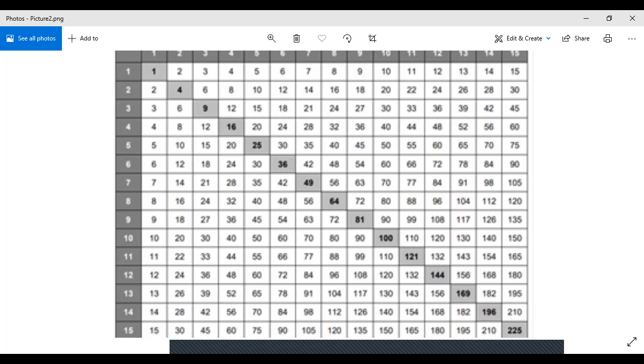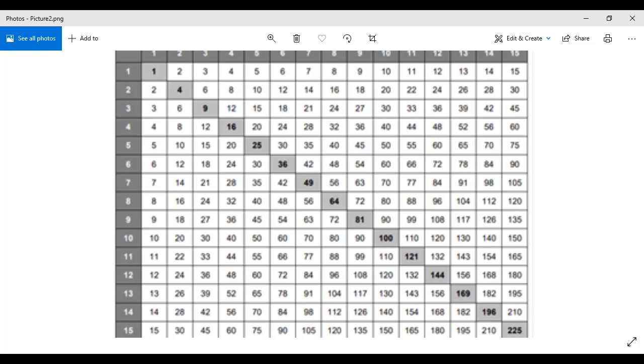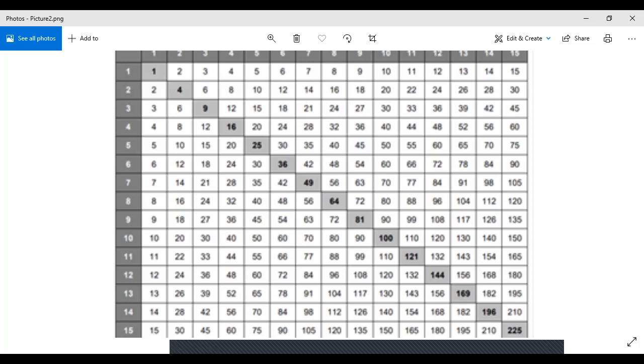3 times dash is equal to 0. 3 times 0 is equal to 0. Okay. 4 times dash is equal to 16. 4 times 4 is equal to 16. Very well done. Okay. Dash times 5 is equal to 25. Look into the table of 5. Where is 25 written? Over here. So this is 5 times 5. Very well done. 0 times 5 is equal to 0. You know that when we multiply 0 with something, the answer is 0.